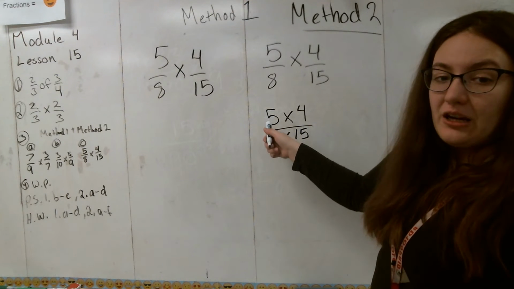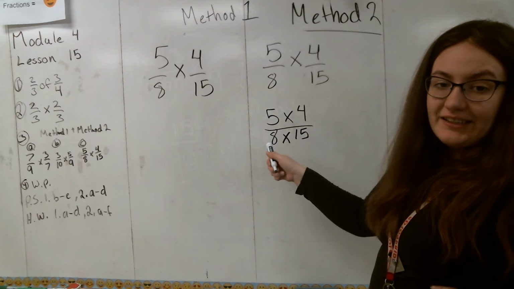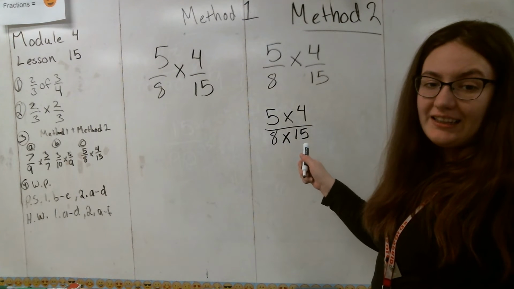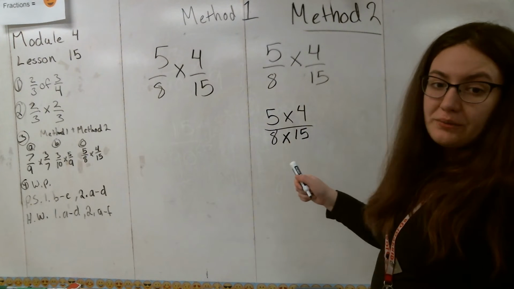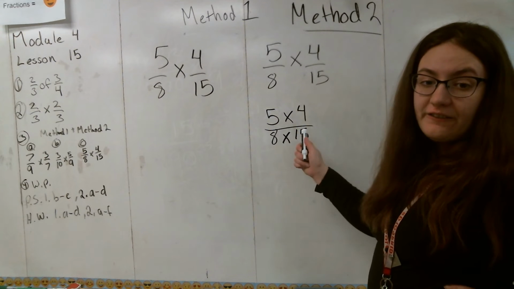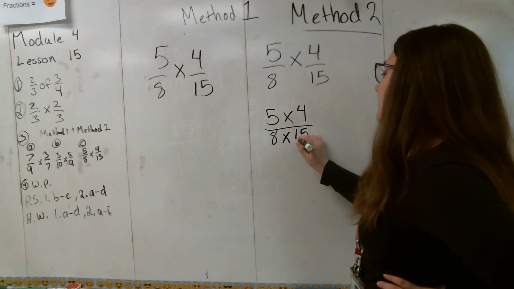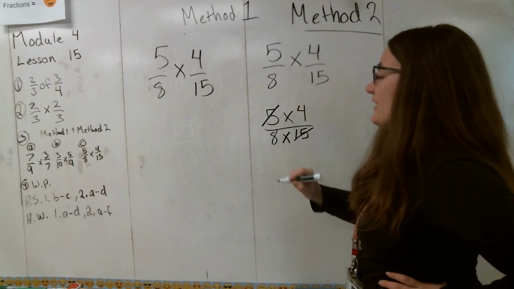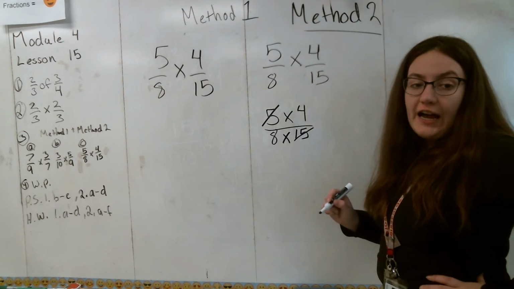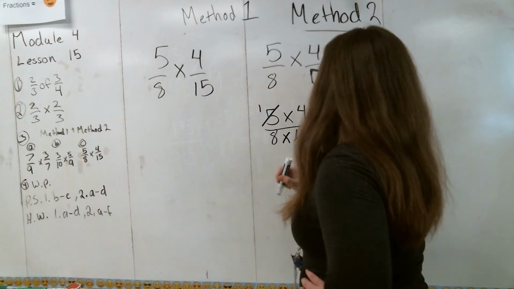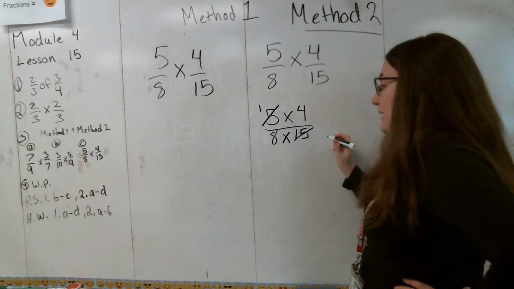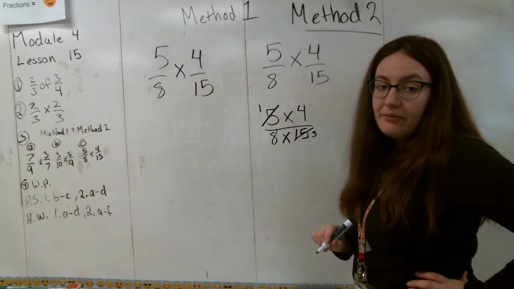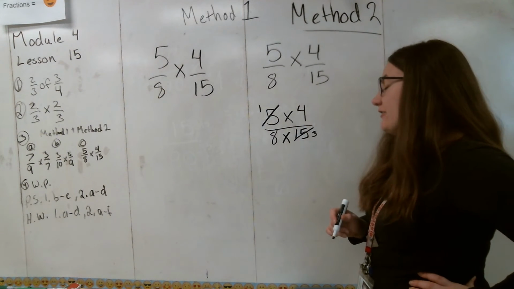So if I have this number 5 right here, I'm going to look at my denominator and think about, are there any numbers here that can also be divided by 5? Well, 15 can be divided by 5, so I'm going to cross that out. I'm going to cross out this 5. I'm going to do 5 divided by 5, which gives me 1. And then I'm going to do 15 divided by 5, which gives me 3. And that is all we have to do for that factor.